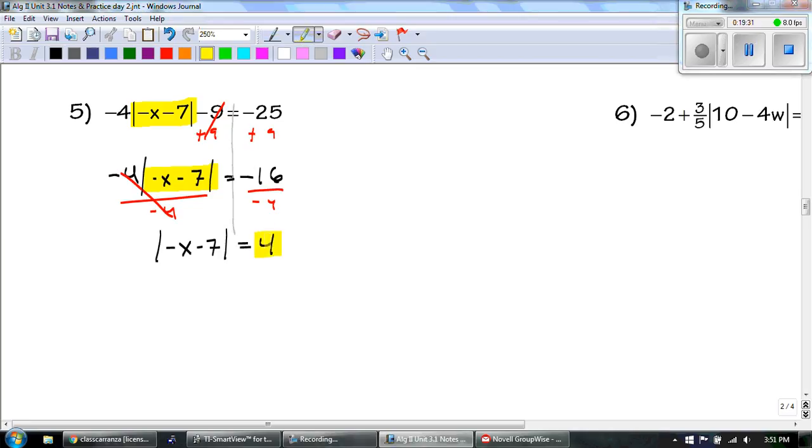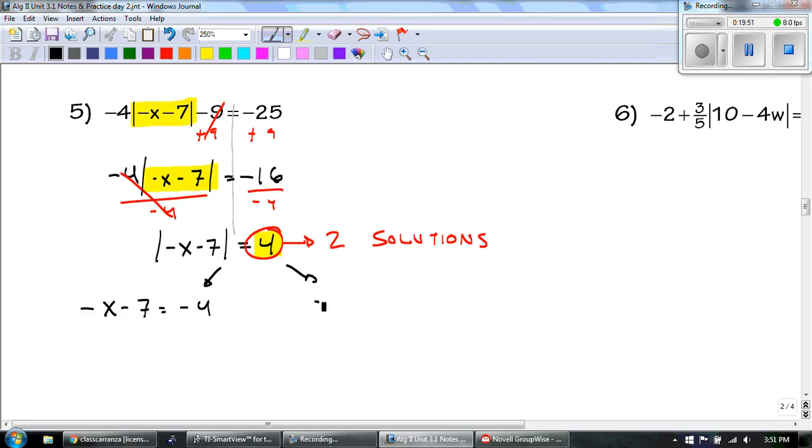Okay, so this is just my work to get the absolute value by itself. I added 9 to both sides, and then I divided by negative 4. So now this is telling me it's going to be 2 solutions. So now I can go ahead and do negative x minus 7 equals a negative 4, and negative x minus 7 equals a positive 4.